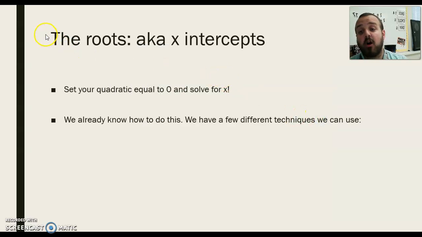One of these things we've already kind of learned is the roots. We've already talked about how to find those, so we already know how to do this, right? You set your quadratic equal to 0. You solve for x, and that'll tell you the roots. We already know how to do that.